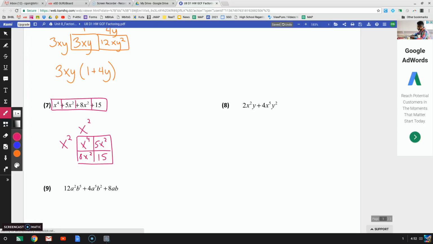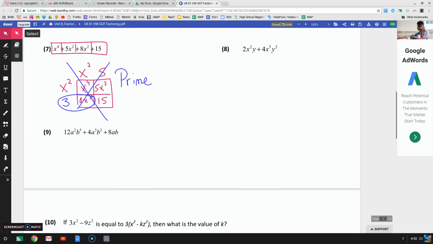And if this is a 5x squared, then that must have been a 5. Great. Now, to get a 15 down here, this number would have to be 3. Uh-oh. If I do 3 times x squared, do I get an 8? Sure don't. So this is also a prime term. Okay. Skipping down to number 9.